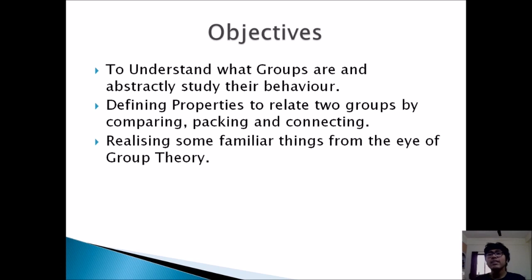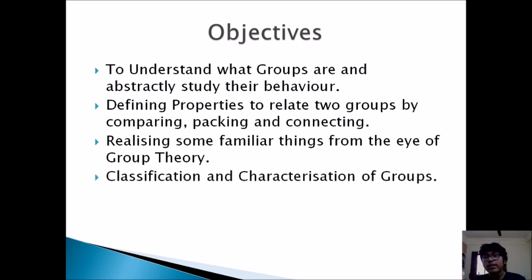Next, we should realize some familiar things and examples from the eye of group theory. This would allow us to use whatever results we abstractly obtain from the axioms of group theory to these examples and would simplify our task very, very much, as we should see in the very concrete example of number theory and matrices.